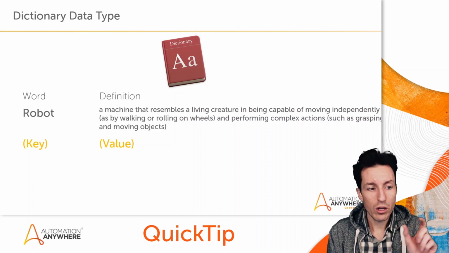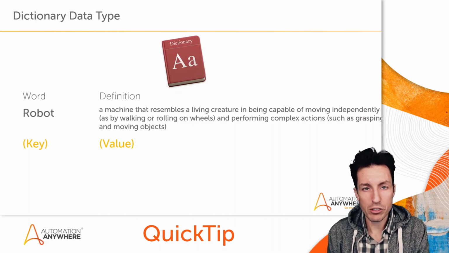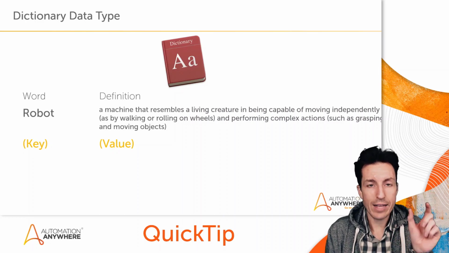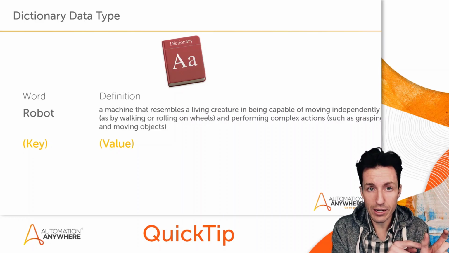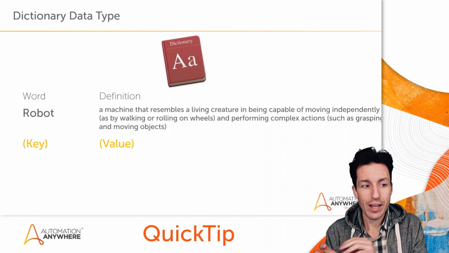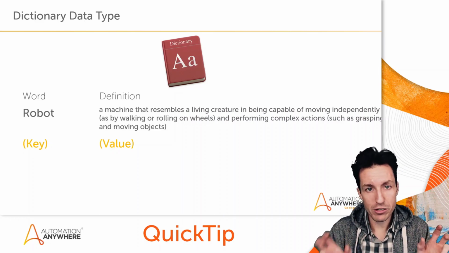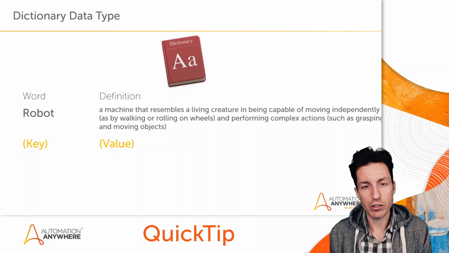Okay, so when we store data inside of a dictionary in Automation Anywhere A2019, I give each value that I'm storing a key, which allows me to reference it later, and I give it a value, which is what I want to pull back later, right? So if I wanted to pull back the definition for robot, I would give the key of robot. I could then return the definition of robot.